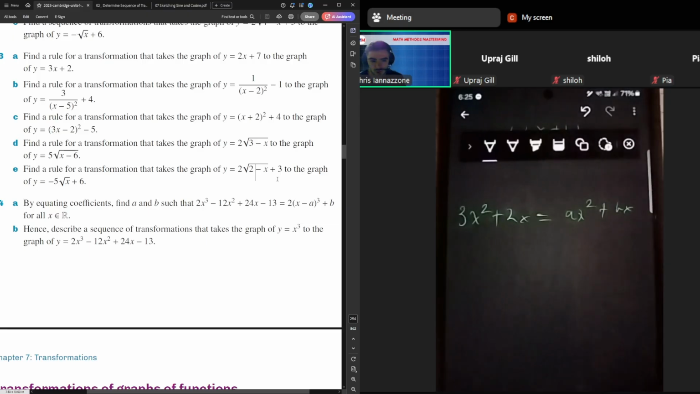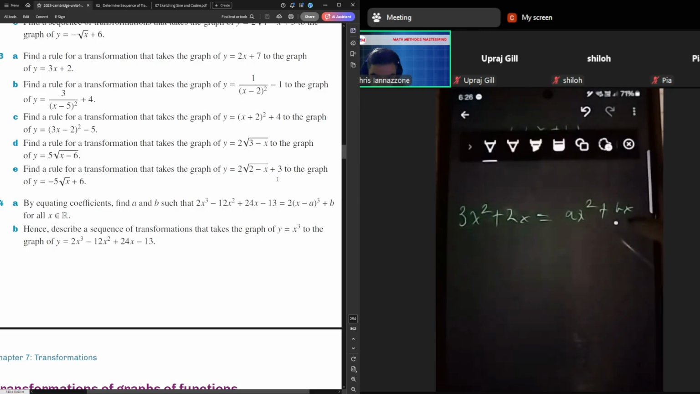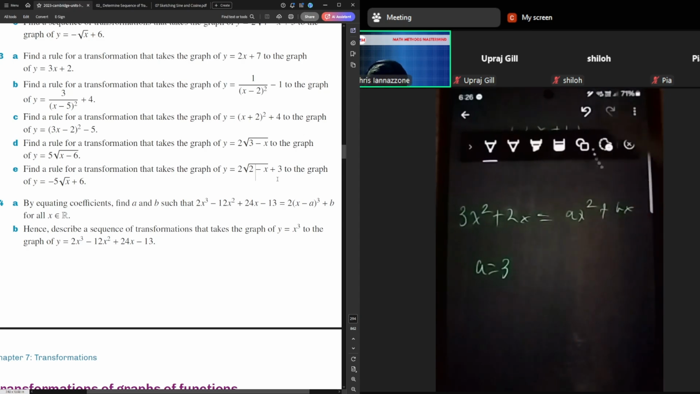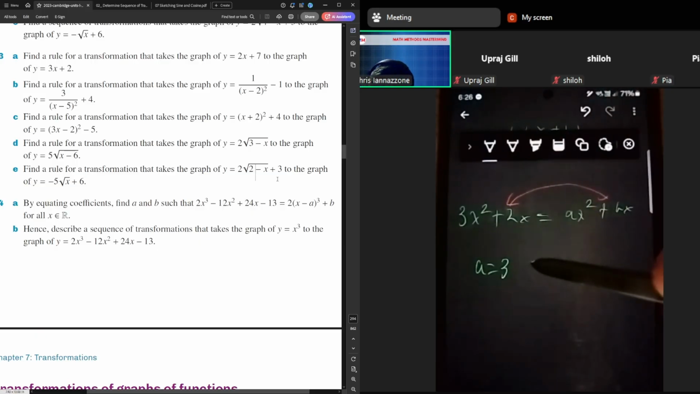The x squared on the left needs to be equal to the x squared on the right. So I've got a rough example on the handwritten bit: you've got 3x squared plus 2x equals ax squared plus bx. Every x squared needs to be identical on both sides of the equation, which means a must be 3. Then you compare the x terms. There's a 2 on one side, a b on the other. b is therefore going to be 2.